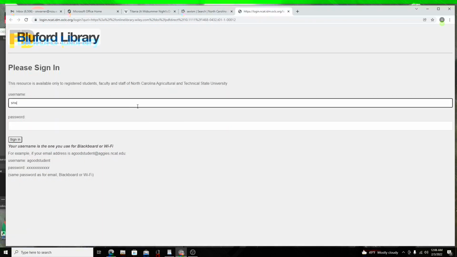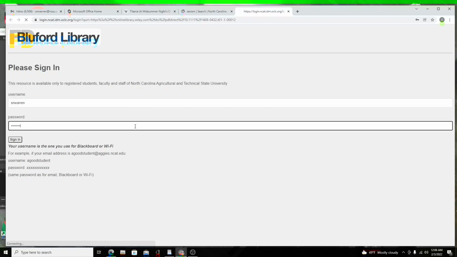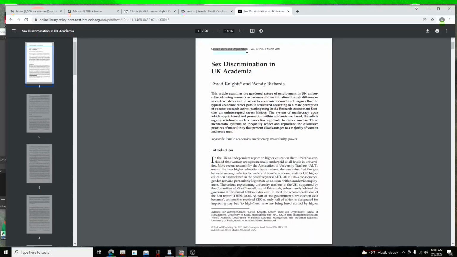And I need to log in because I am at my house. I'm not on the school Wi-Fi. Go ahead and do that. You might have to do that too. And as we see here, if you read an academic article, usually the name of the journal will be at the top, as well as the volume, the number, the year. Here's the name of the article, and here are the authors of it.